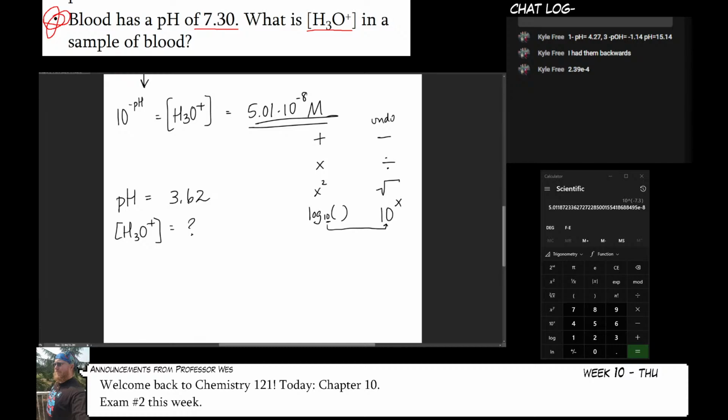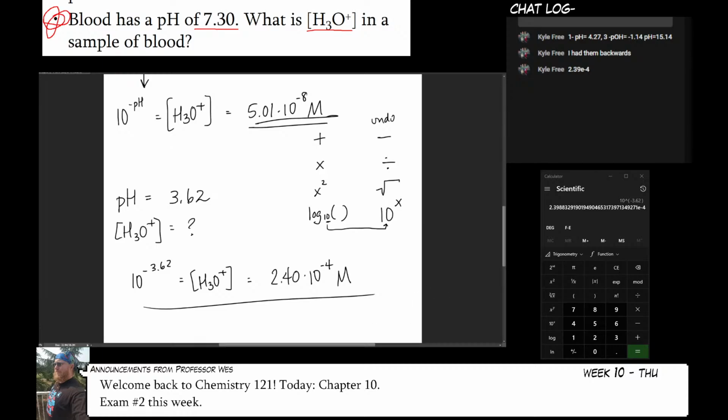All right, so to figure out the amount of H3O+ in here, we would go 10 to the minus pH. And so we'll just type it in the calculator. So 3.62. And we're going to put a negative in front of it, and then 10 to the x. And there you go, 2.40. That's 10 to the minus 4. There you go.